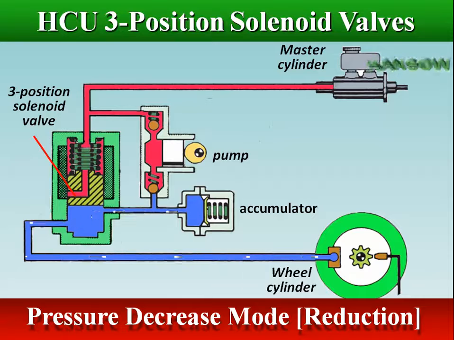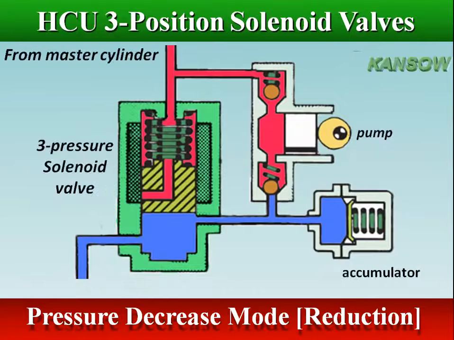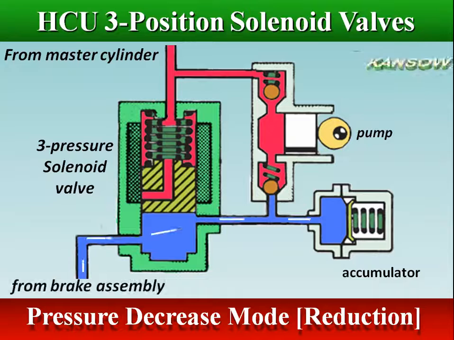This lowers the braking pressure by moving the armature up further, opening a passage from the brake circuit to an accumulator, a temporary reservoir for any brake fluid that flows out of the wheel brake cylinders, because of the fall in pressure.